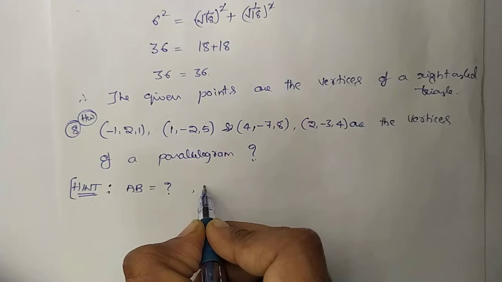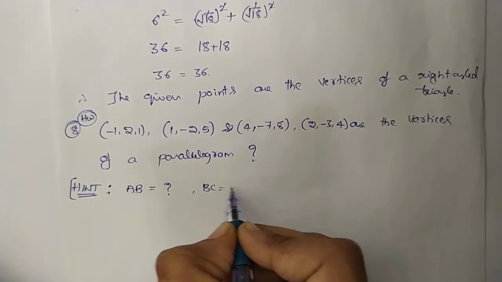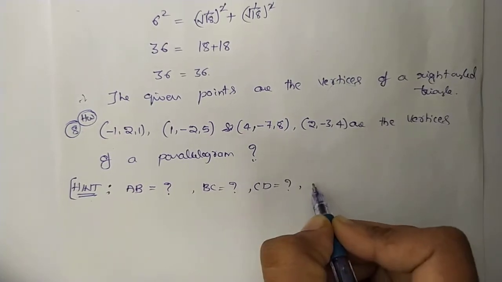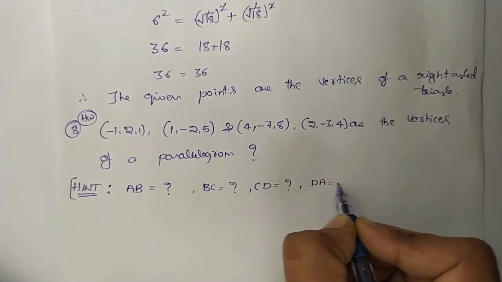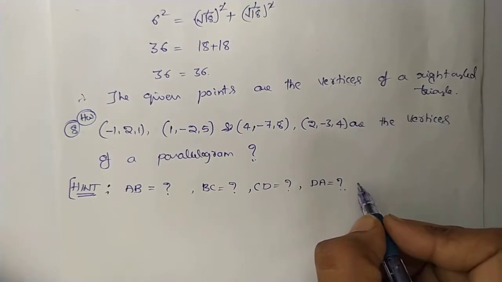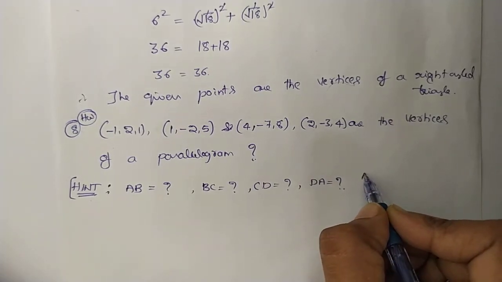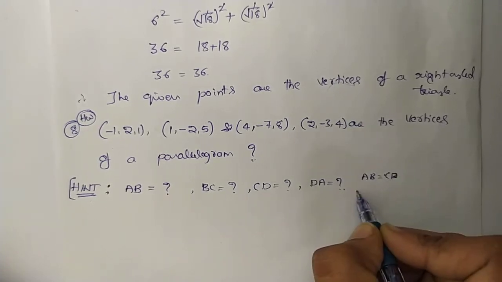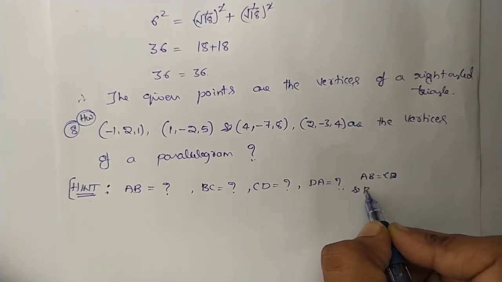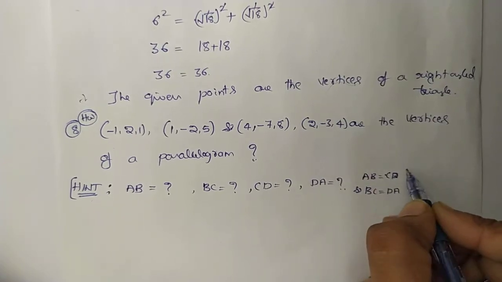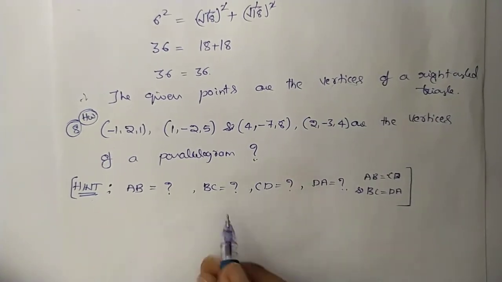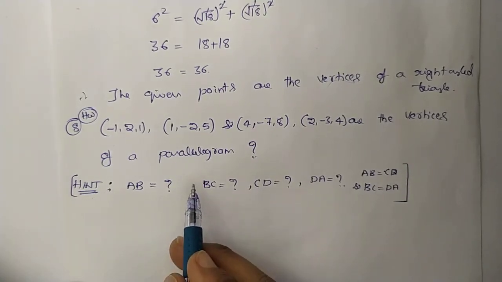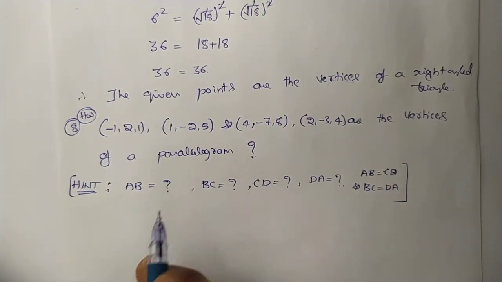Next, find the length of BC. Find the length of CD. Find the length of DA. And also verify that AB equals CD and BC equals DA. If it satisfies, then we can say that the given points are the vertices of a parallelogram.